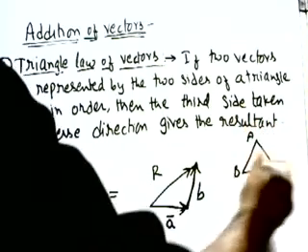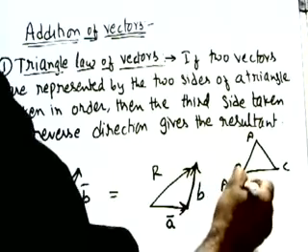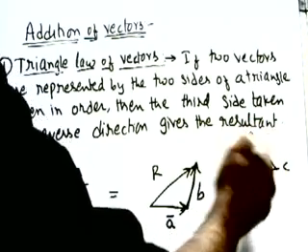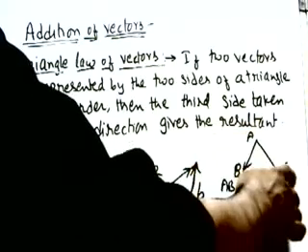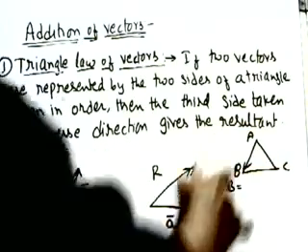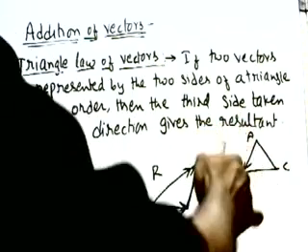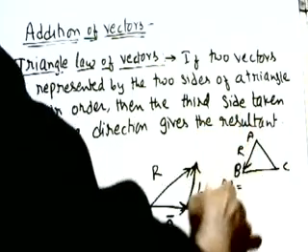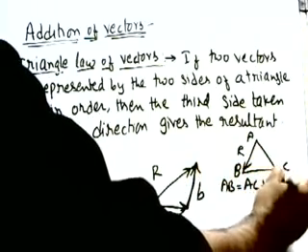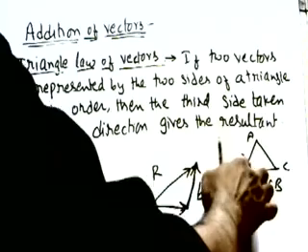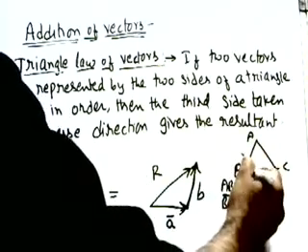Suppose we have triangle ABC. Now watch carefully. Let me make the resultant AB. Suppose AB is the resultant. Then we can write AB equals AC plus CB. So AB can be written as AC plus CB.